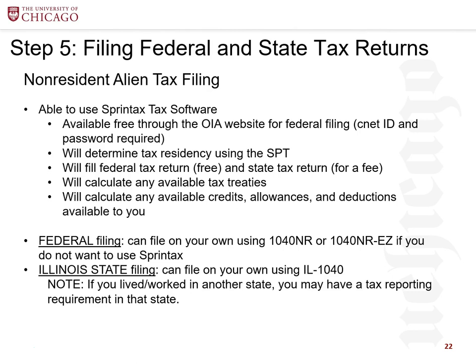So for example, if you did a fellowship in another state like Virginia in the summer of 2018, you may want to go on their Department of Revenue's website just to ensure that you do not have a filing requirement. You can have a filing requirement in more than one U.S. state. So you just want to make sure before you file that you are being responsible and determining whether or not you have a filing requirement in another state.